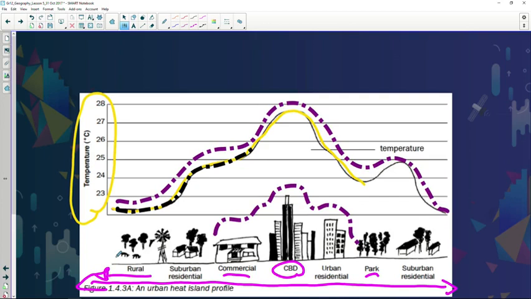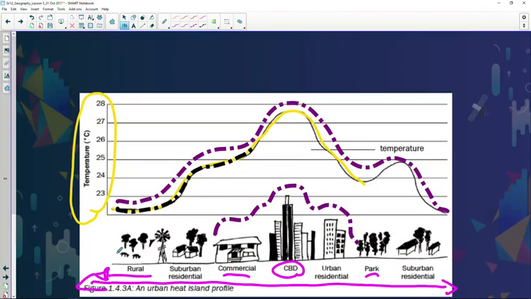Now, in our next section, we're going to discuss the different types of settlements. In this case, you just need to pay attention to the CBD, and that's like towns and cities. And when we look at rural areas, it's like villages and hamlets, very small areas. That's countryside.